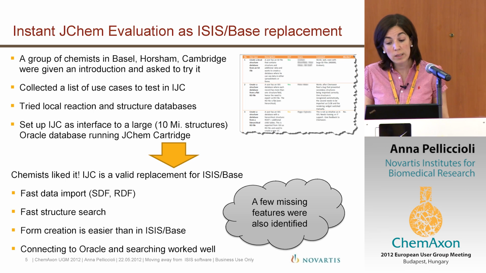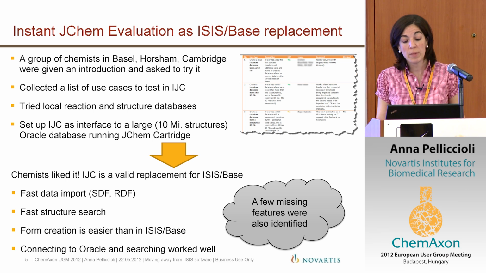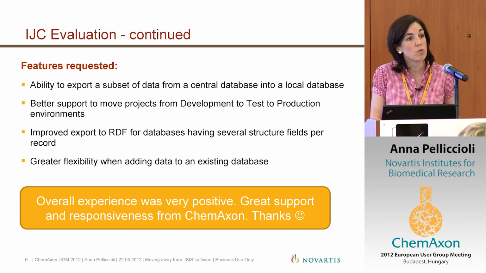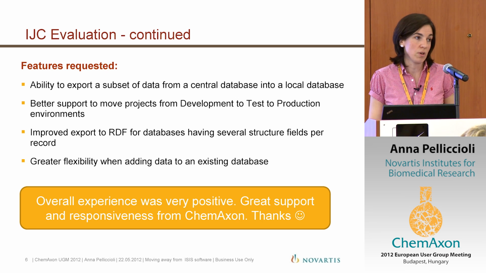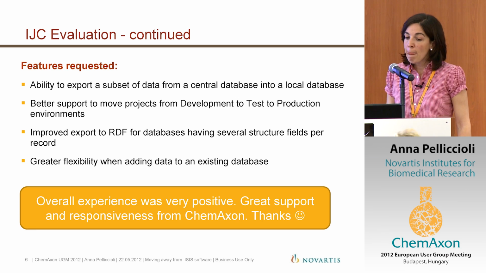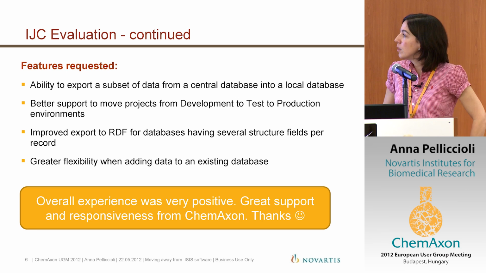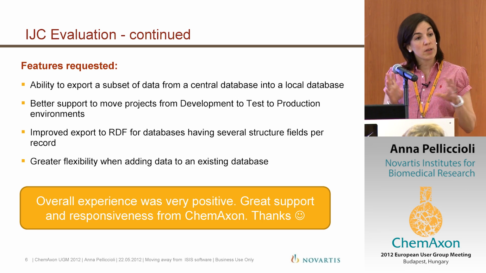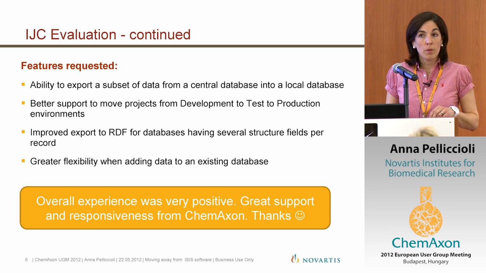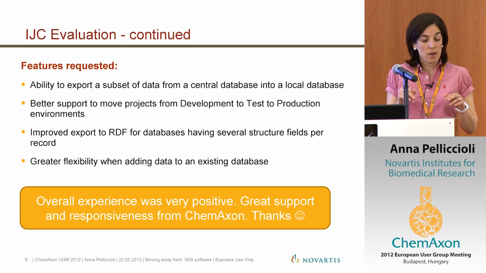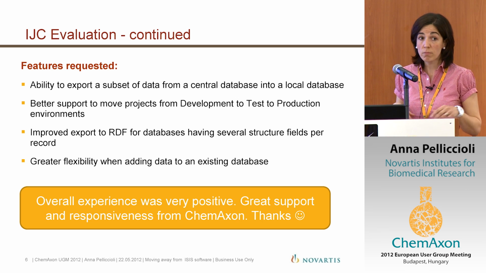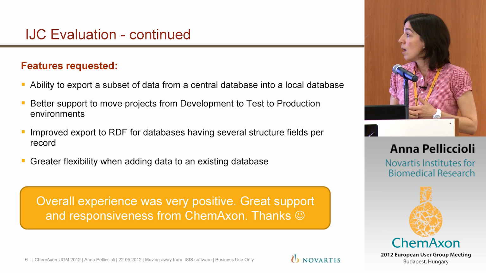And still, we found a few features that we thought were missing, and we pointed out to ChemAxon which features were missing for us and requested that they put them into their list for future development. What we thought needed improvement was the ability to export a subset of data into a local database. So what people like to do is to do a search in ICES, and then when they have the result, they export into a small local ICES database that they send to colleagues. You cannot do that in IJC at the moment.